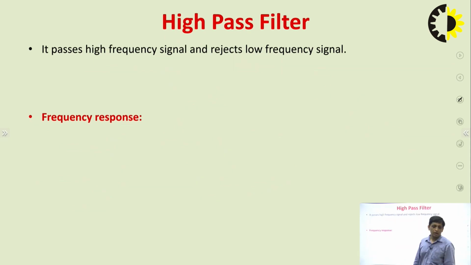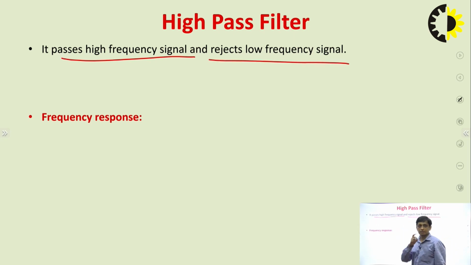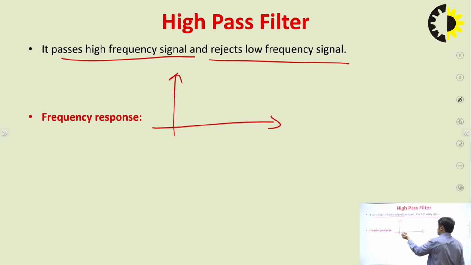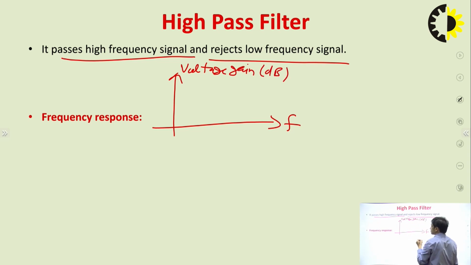Now coming to the high pass filter. A high pass filter is a filter which passes high frequency signals and rejects low frequency signals, as the name suggests, high pass filter. So again, we are going to draw the frequency response of the high pass filter. In the high pass filter frequency response, on the x-axis there is frequency, and on the y-axis there is voltage gain in dB. That voltage gain is mod V naught upon V. It is in dB. So the response of the high pass filter will be like this.